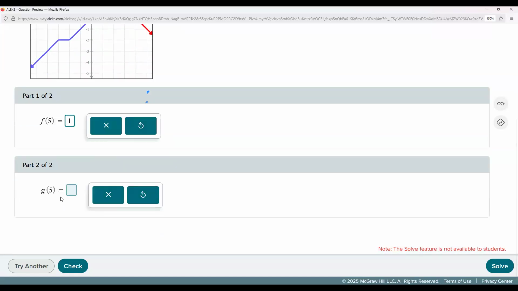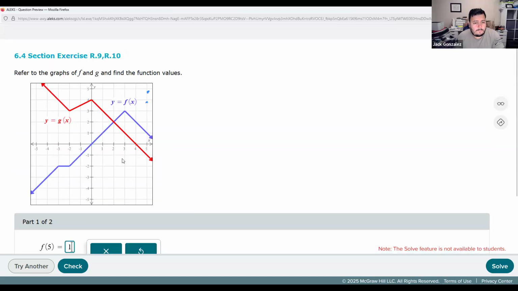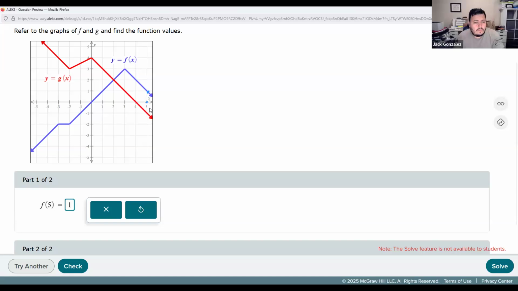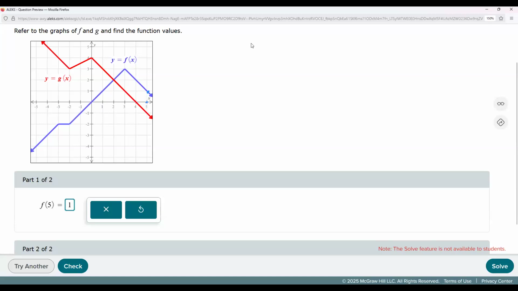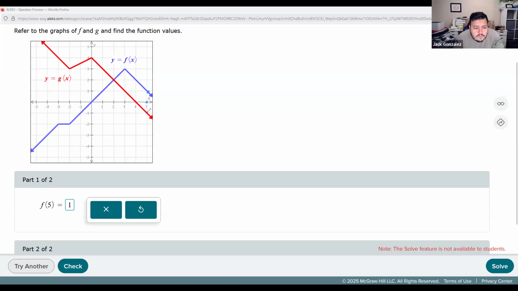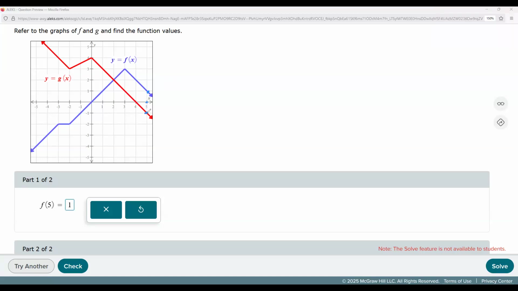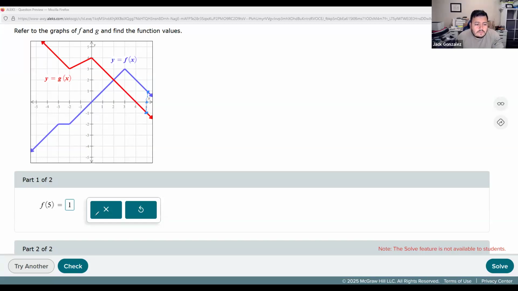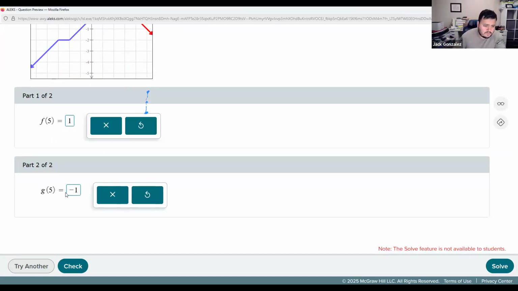And what is the Y value for G, the red function, when X is 5? Um, -4. Let's see. 5's right here, isn't it? It's hitting the positive four, so I'm not sure. -1. Yeah, so this one's being mapped to 1. This one's being mapped to -1. So this should be -1, the Y value when X is 5. That's what it's asking for.